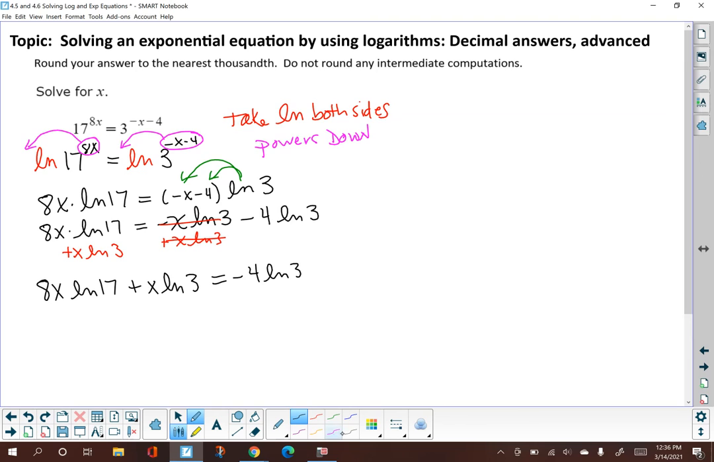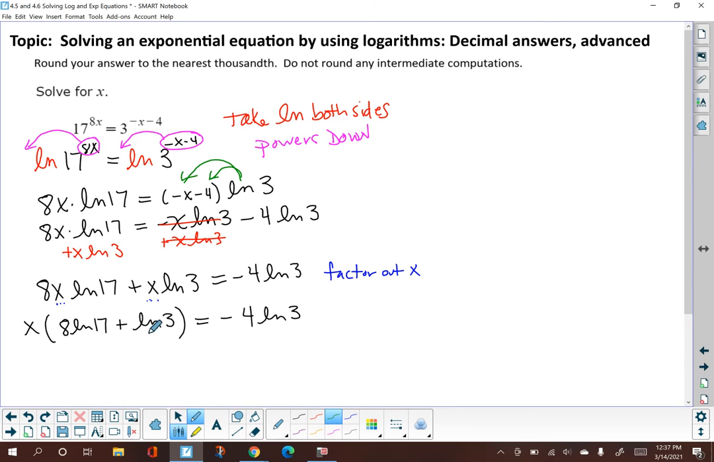Okay, so now is the key step where I recognize that I've got two terms with an x in them. I'm going to factor out the x. So that x is going to go to the front. In this term, what that leaves behind is an 8 log 17. And in this term, what it leaves behind is natural log 3. Okay, so we are almost there. We just have one last step before we can put it into our calculator.